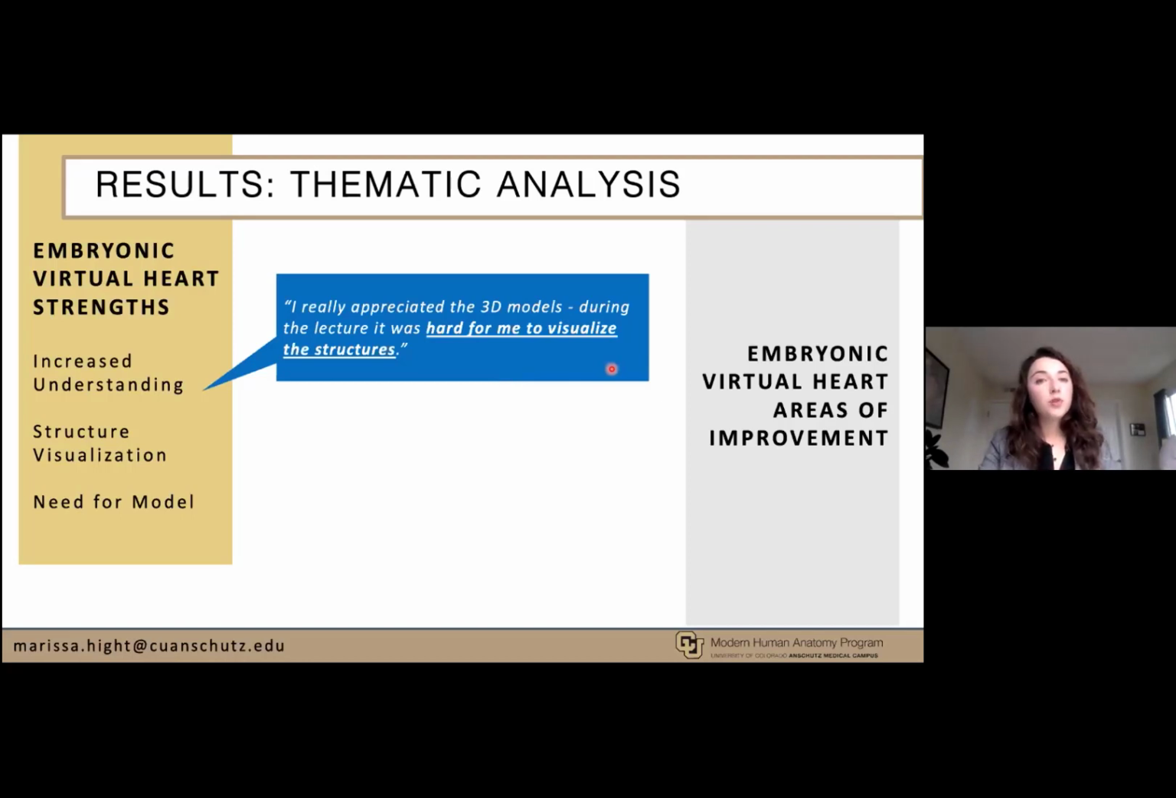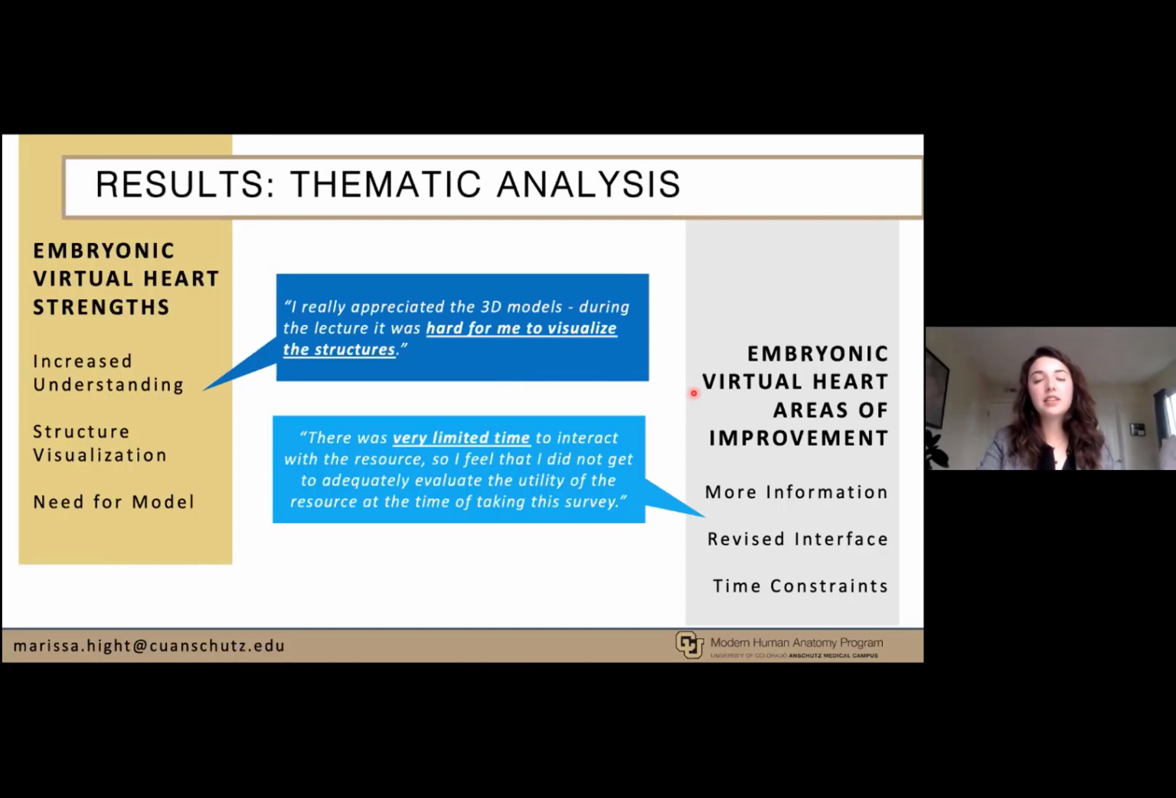Some areas of improvement seen in these open-ended answers were that they wanted more information. Any student is going to want to know more. They wanted it to move more, beat, change, actually see it folding, whatever it may be, and the interface had a couple of things to revise. Then there was the time constraint: 15 minutes they felt was not enough time. A student specifically said there was very limited time to interact with the resource, so they didn't feel they could adequately evaluate it at the time of taking the survey after 15 minutes.